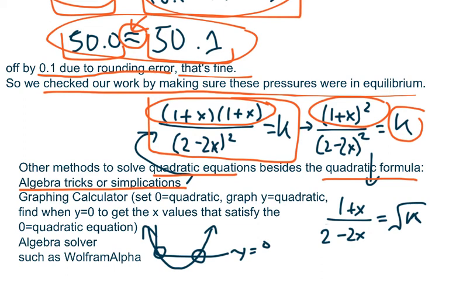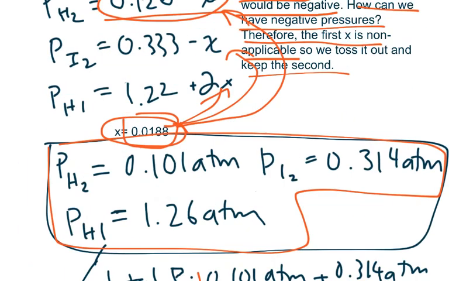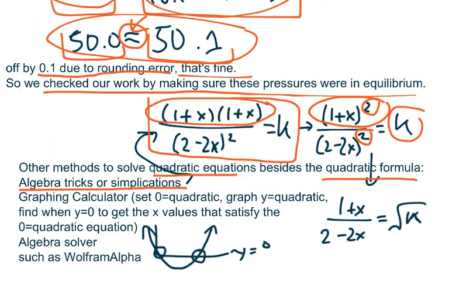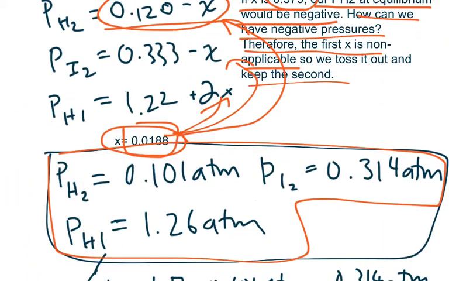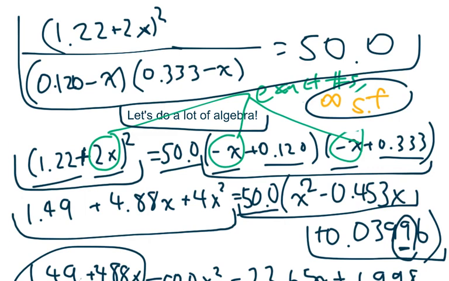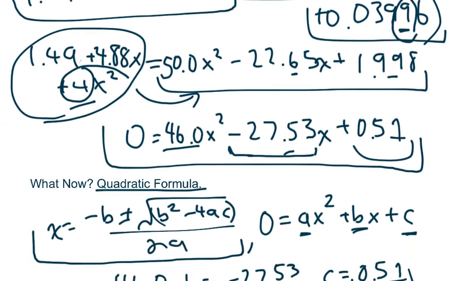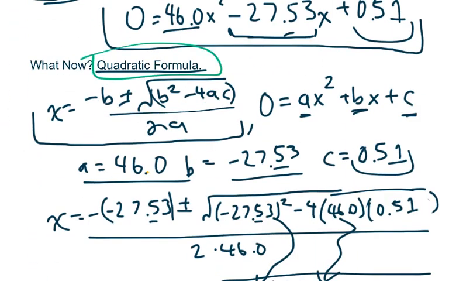But notice how they both share a 2 in common, so I can take the square root of both sides. So let's take the square root of both sides, and we get that 1 plus x over 2 minus 2x is equal to the square root of k. So notice how you can simplify things sometimes, but in our case, where we had this gigantic messy equation, you couldn't really simplify anything, and that's why we had to resort to the quadratic formula.